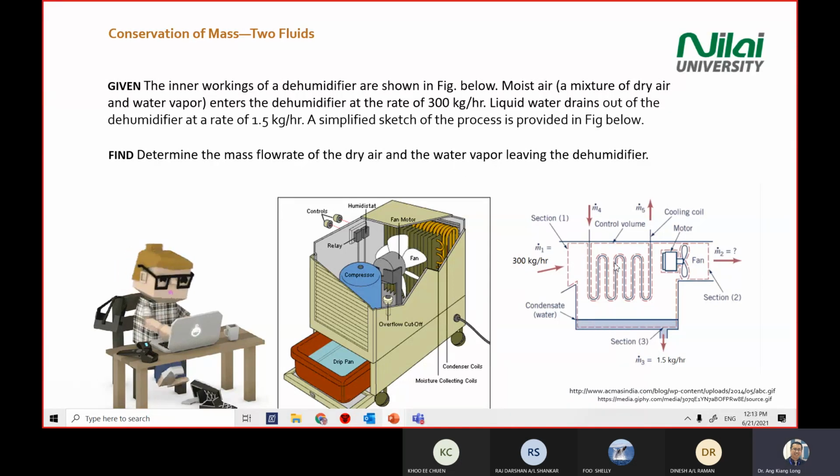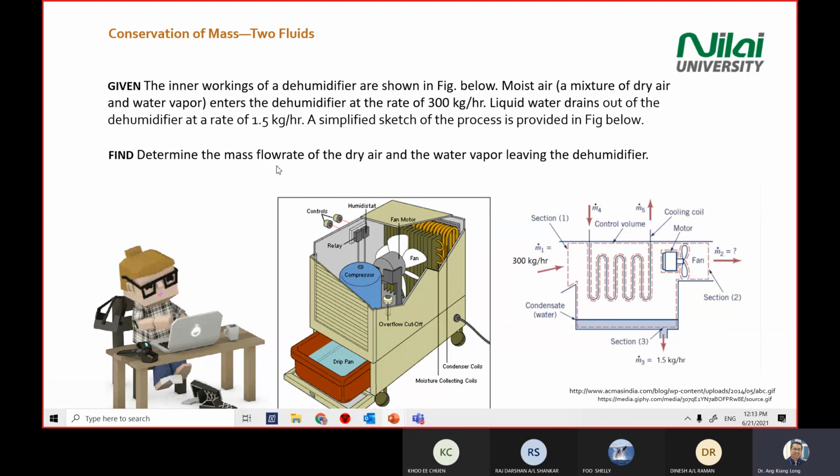So what is going out must be the same as what is going in, which means that M1 dot must be equal to M dot 2 plus M dot 3. So when you sum up these two, it will equal this one, right? Because of the continuity equation that we apply in this example.